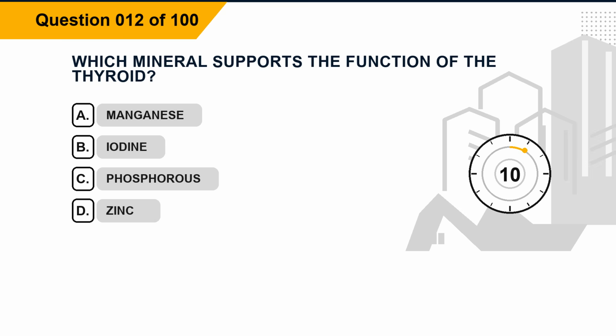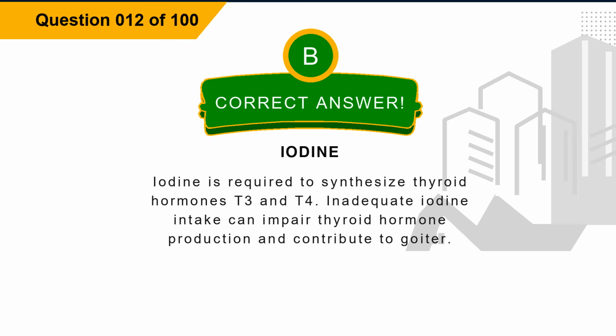Question 12. Which mineral supports the function of the thyroid? Option A. Manganese. Option B. Iodine. Option C. Phosphorus. Option D. Zinc. The correct answer is option B. Iodine. Explanation. Iodine is required to synthesize thyroid hormones T3 and T4. Inadequate iodine intake can impair thyroid hormone production and contribute to goiter.